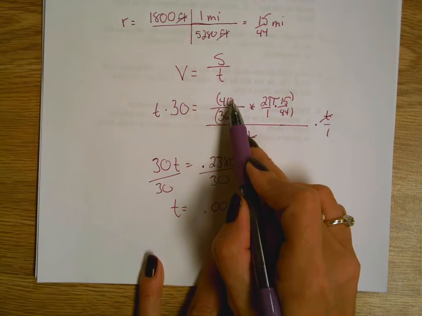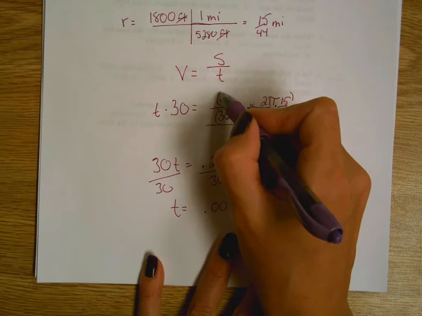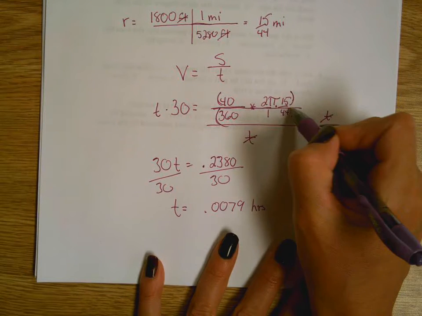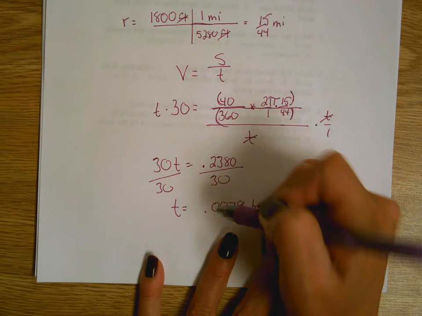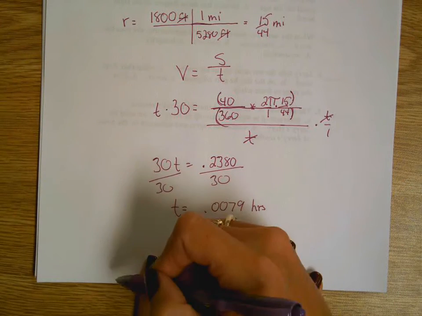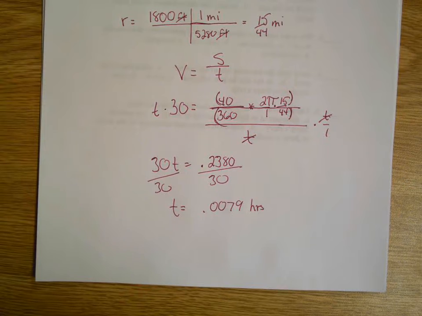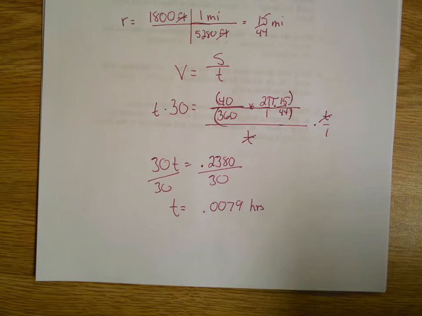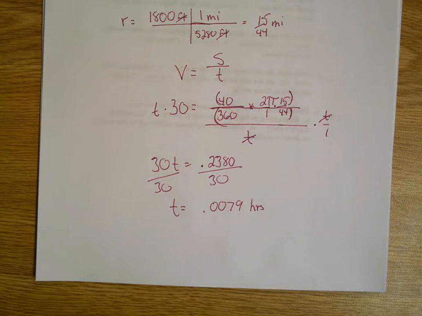Yep, this is just multiply 40 times 2 pi times 15 in parentheses. So that does the whole numerator. And then divide, and in parentheses, 360 times 1 times 44. Just have parentheses around your whole numerator and around your whole denominator. Anybody else? I got anything different.